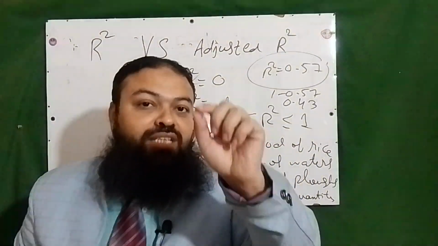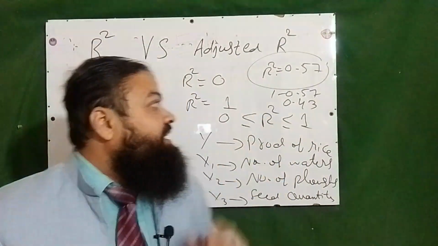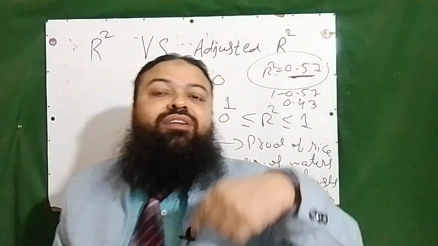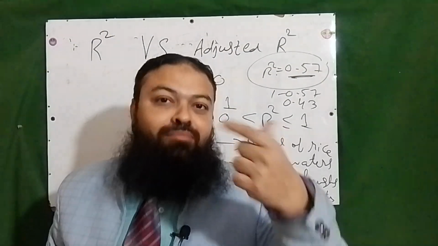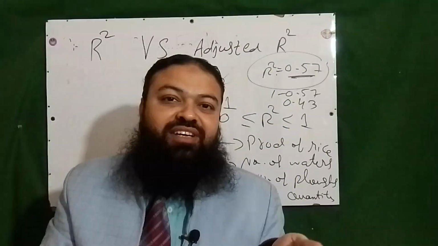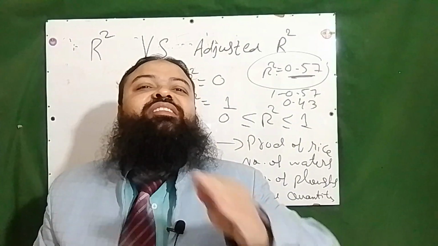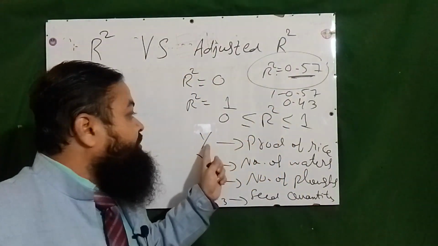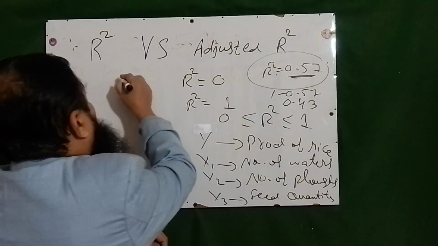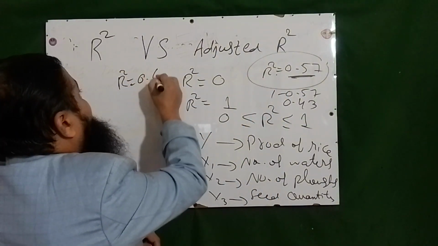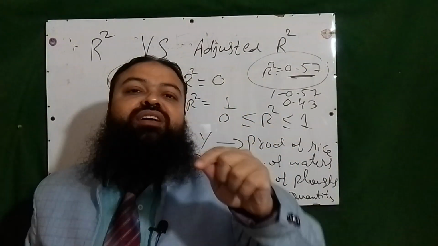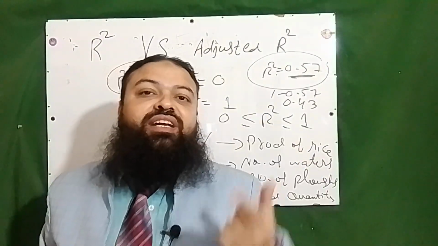Now I will tell you the drawback of R square. Actually, for example, R square is 0.57 and I include one more independent variable in the model. If it is insignificant, it means it is not contributing in the production of rice, in the value of y, but R square will increase. For example, it will become 0.61. That is wrong. It should not be increased for the insignificant variable.